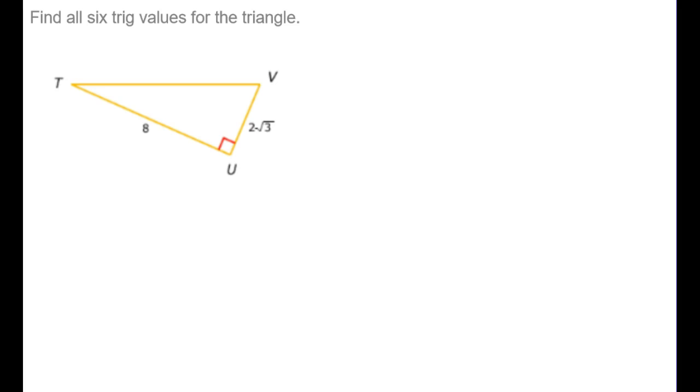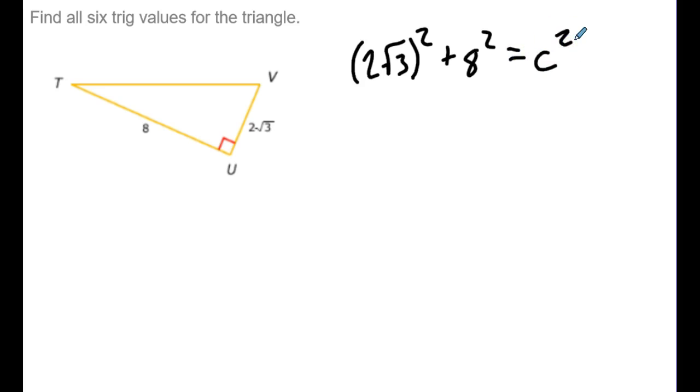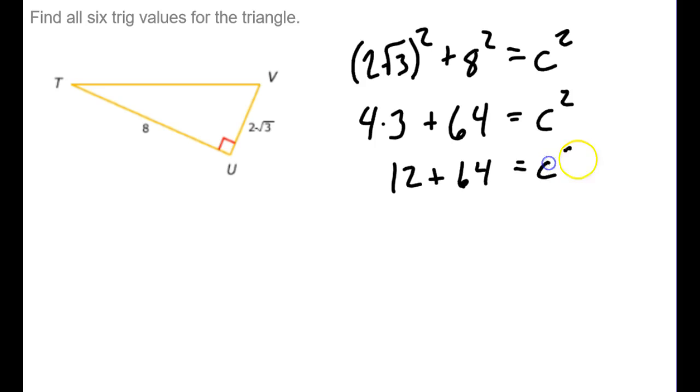So using the Pythagorean theorem, we have 2 radical 3 squared plus 8 squared equal to c squared. Make sure to put the 2 radical 3 in parentheses, because when we square this, we have to square the 2 as well as the radical 3. So 2 squared is 4 times radical 3 squared is 3 plus 8 squared is 64 equal to c squared. 4 times 3 is 12 plus 64 is equal to c squared. So 76 is equal to c squared.